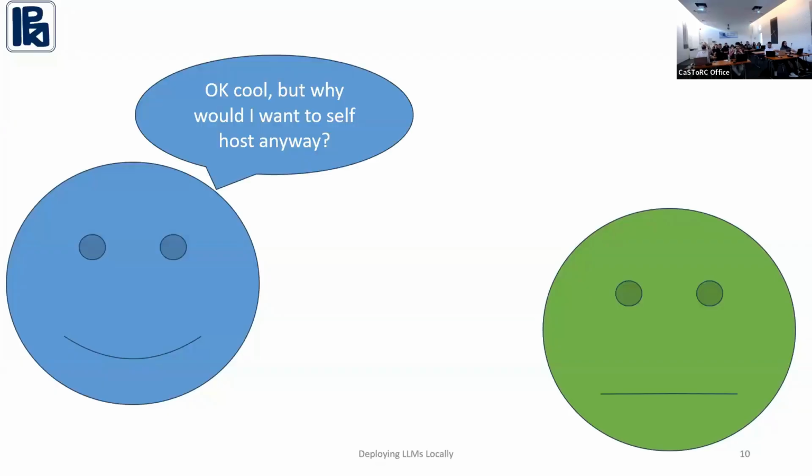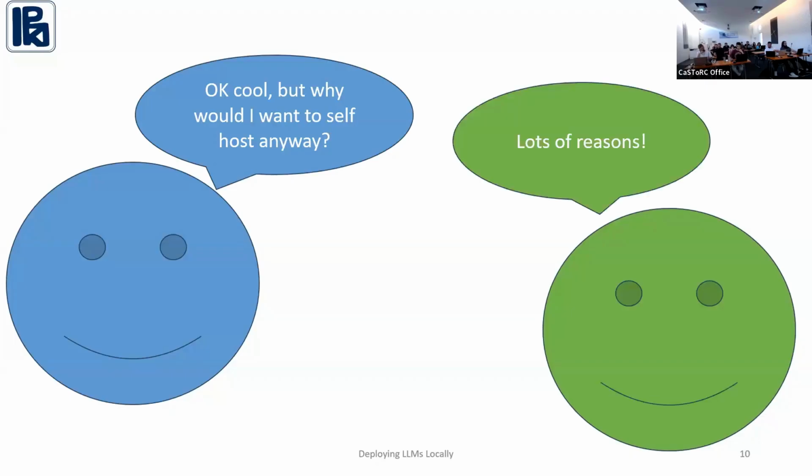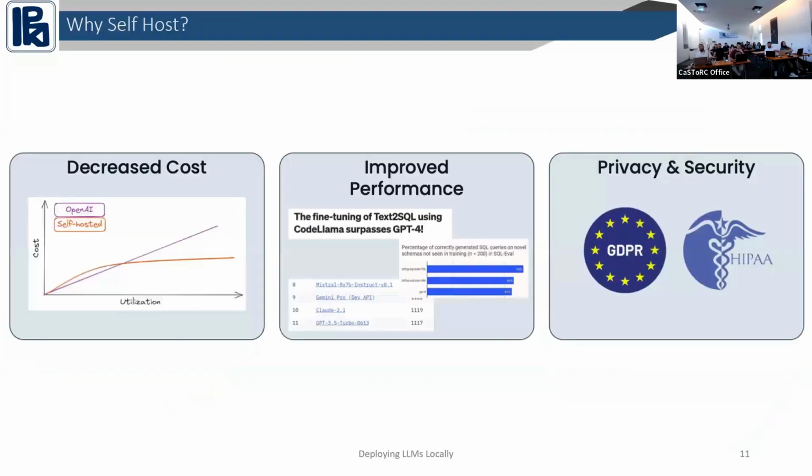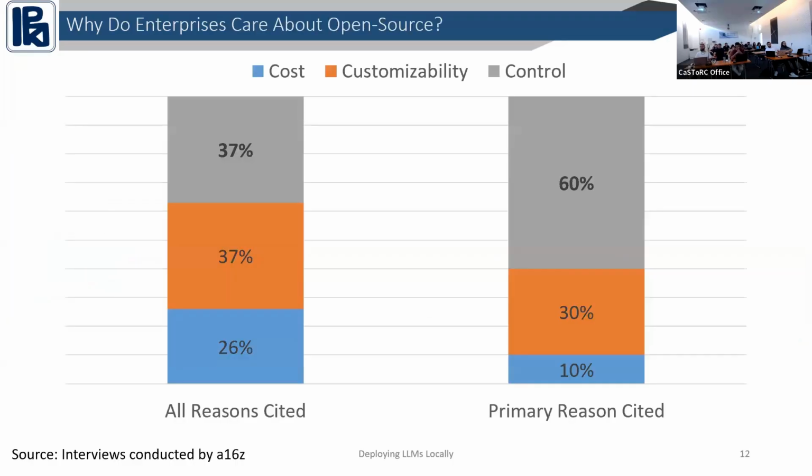But why would you want to self-host? The answer is that there are many reasons. In the long run, as you use the models more and more, the costs plateau at some point on the equipment cost and the maintenance cost. Whereas if you're using OpenAI, for example, the costs always scale with the usage. And you can get better performance actually, depending on the task. You can use fine-tuned models, for example, if you want to use code generation and so on, right? And then you have the privacy and security issues as well, because if you host the LLM locally, then you don't provide any data to a third party. And many enterprises care about open source for many reasons. The main ones are the cost, the customizability, the flexibility to select your own LLM, and control.